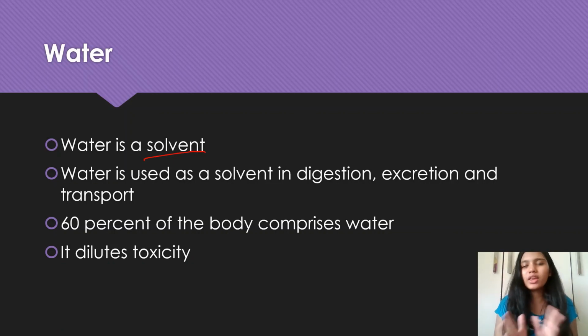Water is 60% of the body. Okay, you don't really need to know this. I thought I could just include a fact. This is just an approximate number. You don't have to keep it in mind at all.